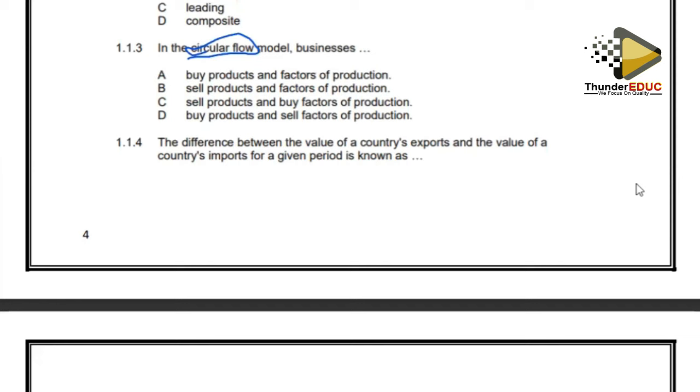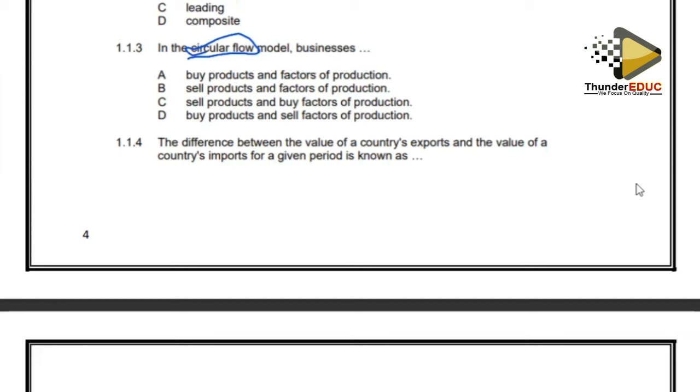So it means that without households, we can't have firms. Without households, we can't have government. Without households, we can't have different sectors. So it means that households are the engine of this car, of this vehicle.